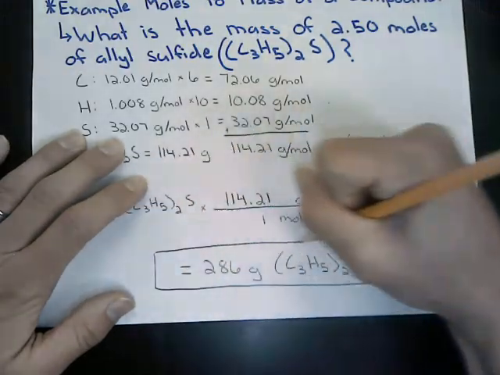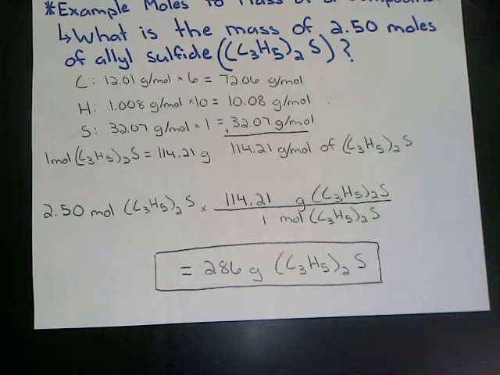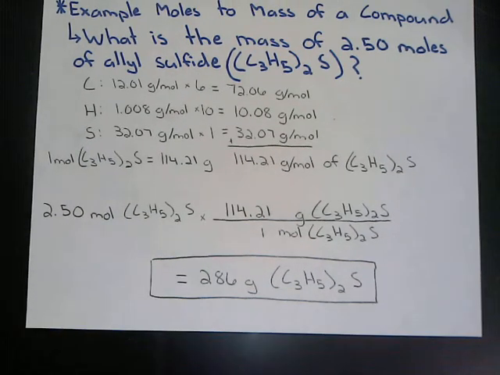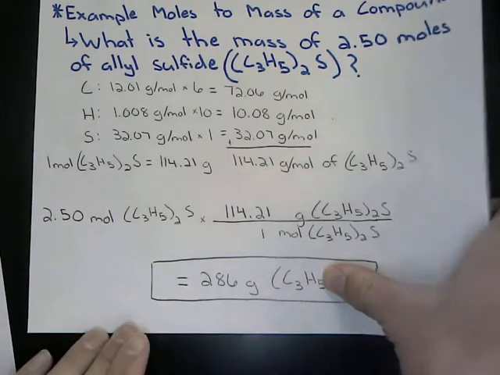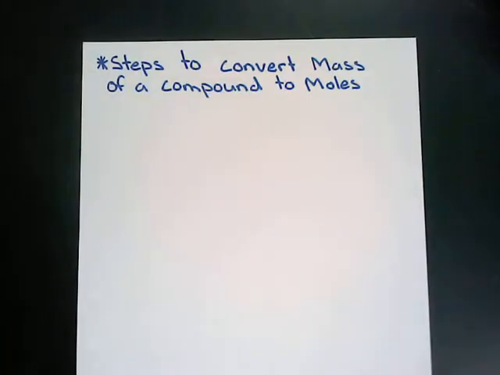So now we've gone one way. We've gone from moles to grams. We can now go the opposite way, so we can go from grams of a compound to moles. Okay, so now that we've had this, let's go the opposite way. What if we start out with the mass of a compound and we want to convert it to moles?